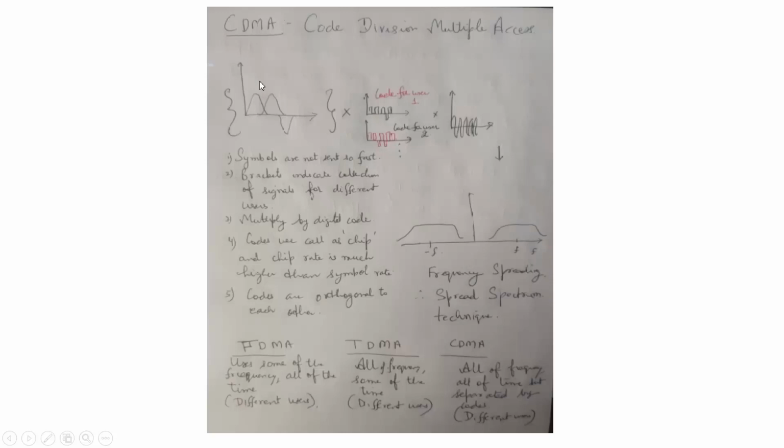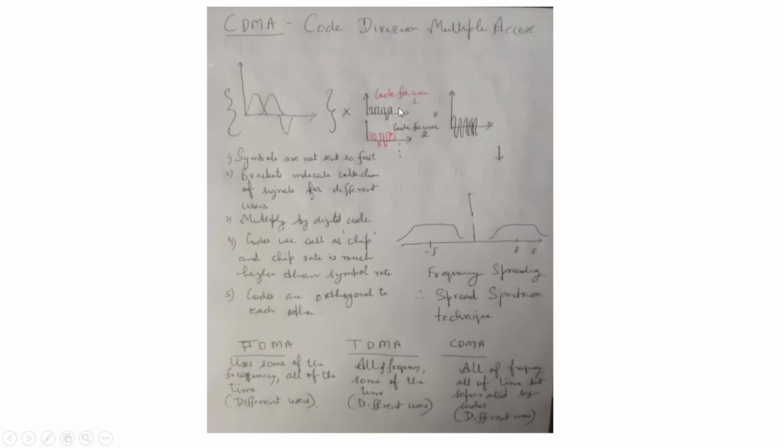Now let us look at CDMA, code division multiple access. So this is user one data, and these brackets I am drawing show that there are multiple users sending this kind of data. Ones and zeros are represented by these Gaussian pulses. Now in code division multiple access, the users will be sending at all times.